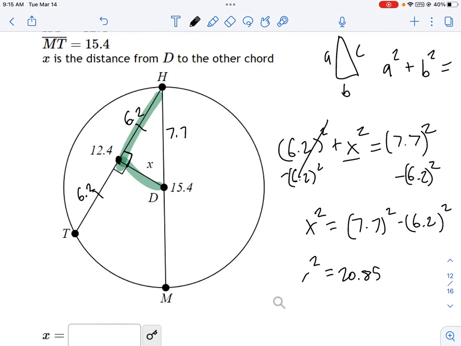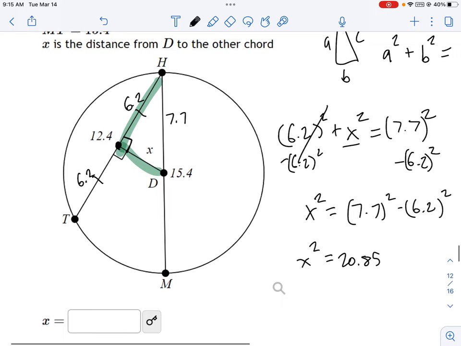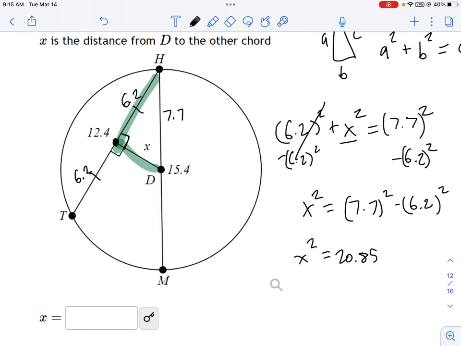Now, how do we finish solving for x? Well, x is squared, and we undo a square with a square root. So we get x equals the square root of 20.85. Now, remember that whenever you take a square root, you have both plus and minus, but we're talking about an actual physical length. Can physical lengths be negative? No, right? So it's only going to be the positive square root of 20.85.